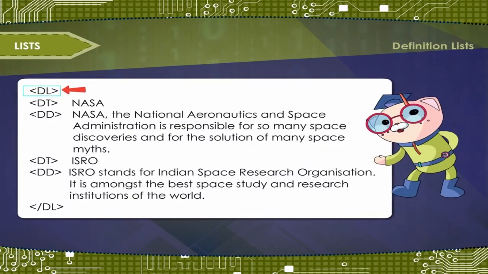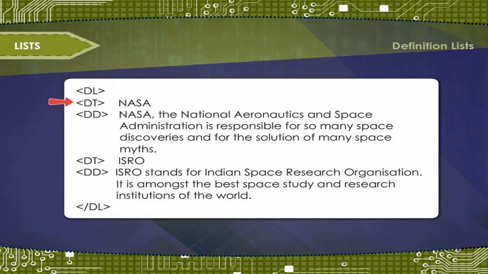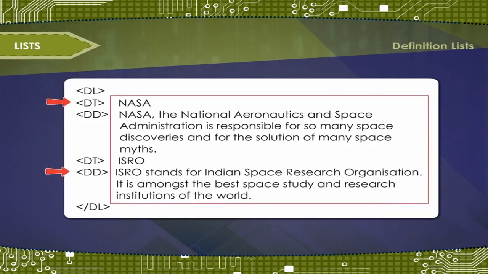Tag DL, tag DT NASA, tag DD NASA: The National Aeronautics and Space Administration is responsible for so many space discoveries and for the solution of many space myths. Tag DT ISRO, tag DD ISRO stands for Indian Space Research Organization. It is amongst the best space study and research institutions of the world. Close tag DL. The DT and DD entries can contain multiple paragraphs, indicated by P paragraph tags, lists, or other definition information.